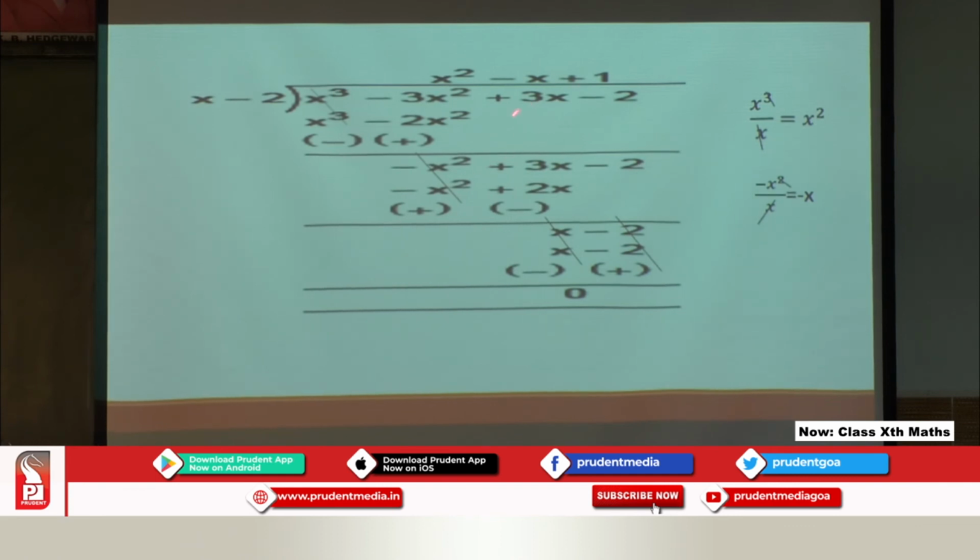Now again we have to see here the first term of the dividend is minus x square, but here the first term of the divisor is x. So again I divided the first term of the dividend, that is minus x square, by the first term of the divisor, that is x. So x and x cancelled, we got minus x. Now this minus x is the second term of the quotient.